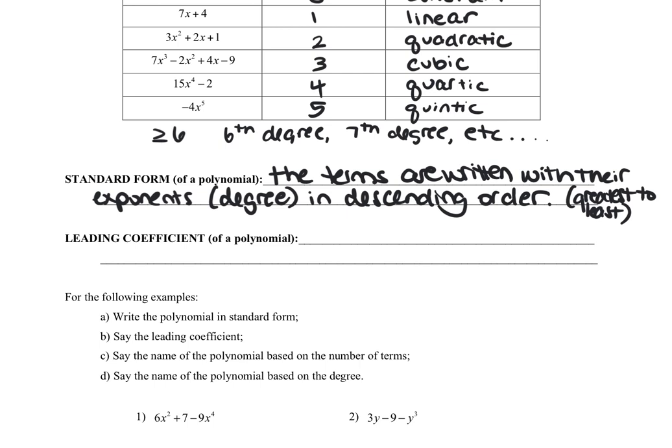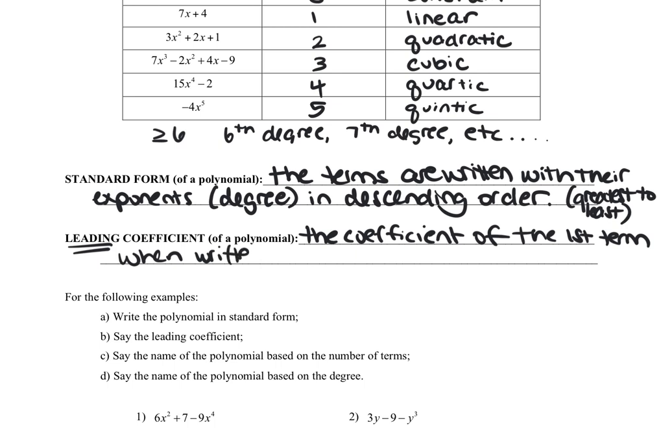So you'll have your highest power coming first, and then it will go down from there. And one last thing I want you to be able to identify is what is called the leading coefficient of a polynomial. Remember, a coefficient is a number that is attached to a variable. It's a number in front of a variable. And so the word leading would mean the one that is in front, but it would need to be in standard form. So the definition is the coefficient, in other words, the number in front, of the first term when written in standard form.